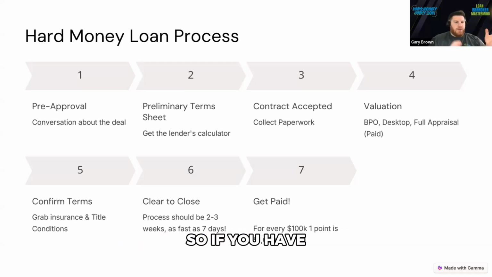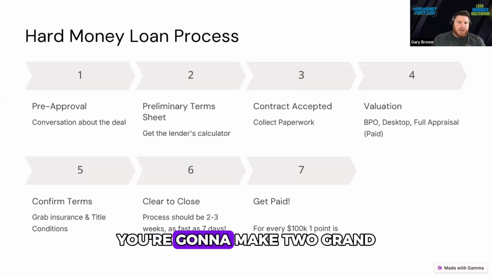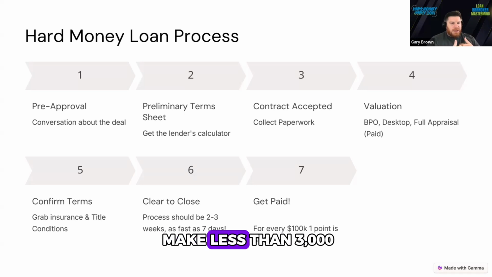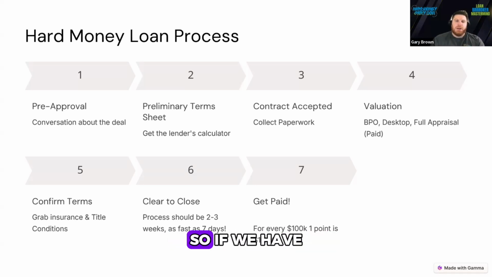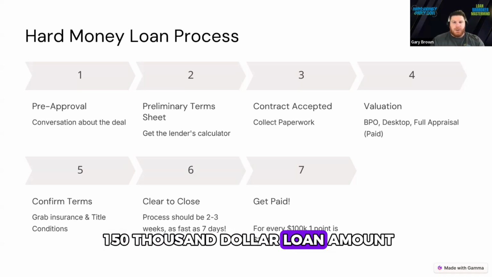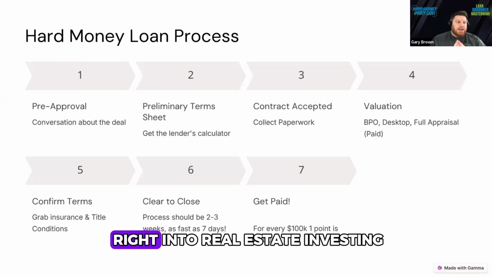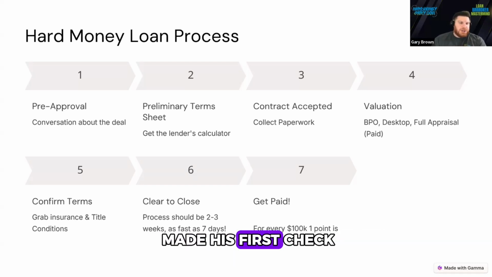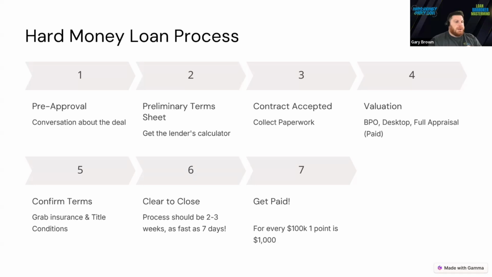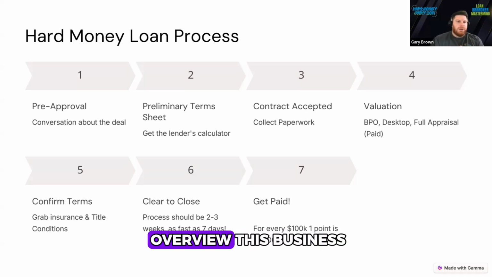So if you have a $200,000 loan and you want to charge 1 point, you're going to make 2 grand. I don't like to make less than $3,000 on a deal. So if we have a $150,000 loan amount, I'm charging 2 points. Salter Pineda. Okay. Jerry would get right into real estate investing as soon as he made his first check. Is it a split with someone else? Joe, I'm telling you, I am coaching you right now on the overview of this business.